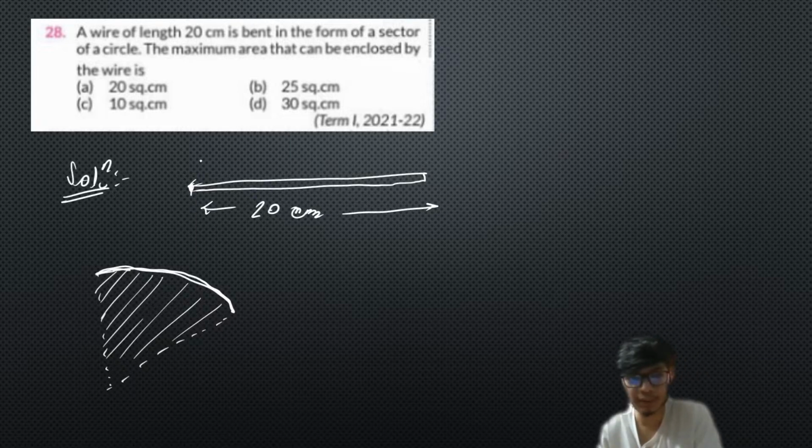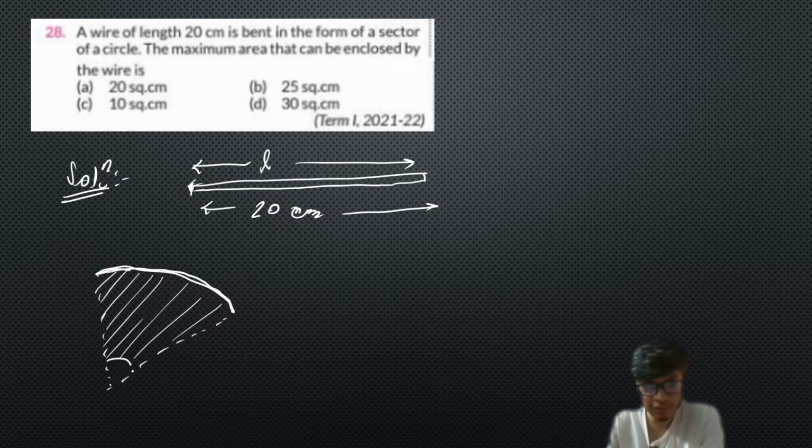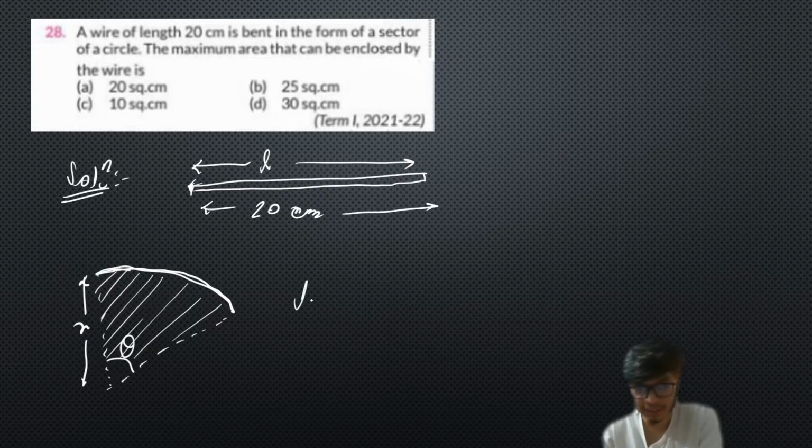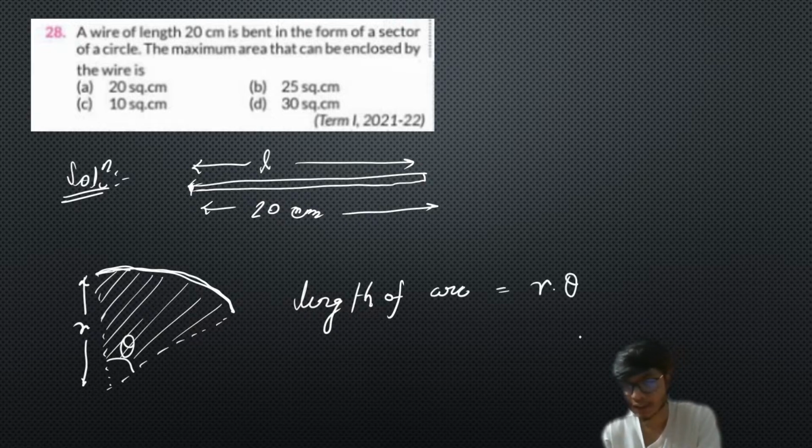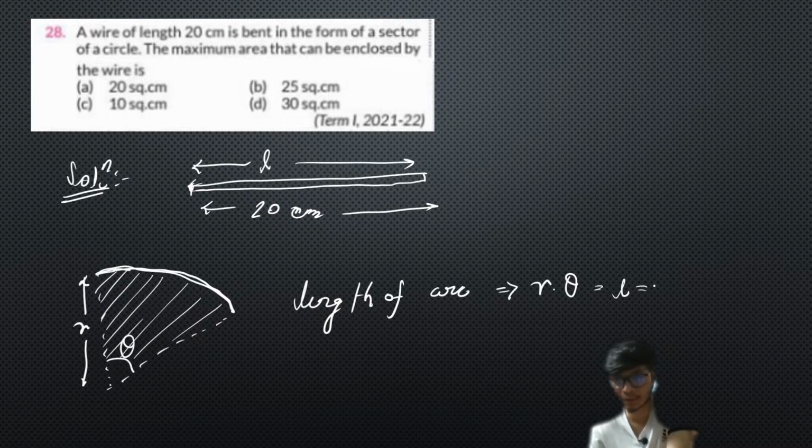So if we look at this particular length, it is a length L. Now if this angle is going to be theta and the radius of the circle is going to be r, we know that the length of the sector, or arc, we call this arc length, is basically going to be r into theta, where theta is given in radians. So this particular length should be equal to the length that is mentioned, that is 20 centimeter.